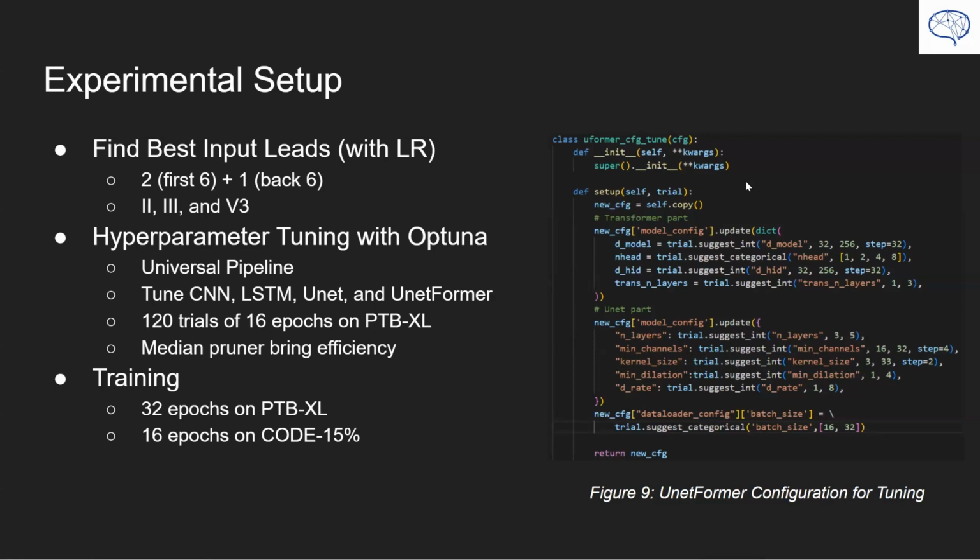Then we tune the hyperparameters for all models except linear regression, as it has almost no parameters to tune. We search 120 hyperparameter sets for each model for 16 epochs on the PTB dataset, and we use the Optuna framework to tune our models. Finally, after we obtain the best hyperparameters for each model, we train the models for 32 epochs on PTB and 16 epochs on CO15. This number of epochs is just enough for the models to converge on each dataset. On the right is an example of how we configure the hyperparameter tuning.